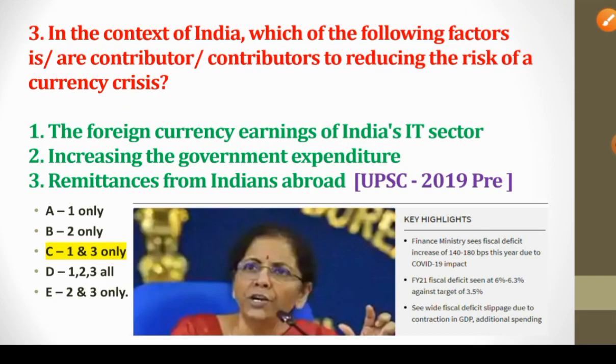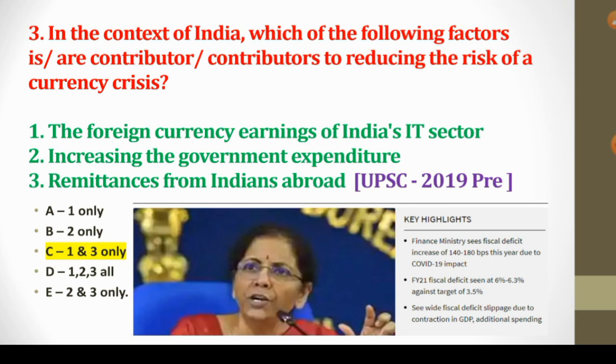Moving forward to the third question, in the context of India, which of the following factors contributed to reducing the risk of a currency crisis? The answer is 1 and 3. Why? Because the second option is null and void. Increasing government expenditure doesn't decide whether our currency will strengthen or not, because you are expanding internally. There is no relation with the external world. So how will the dollar be impacted and our currency strengthen?